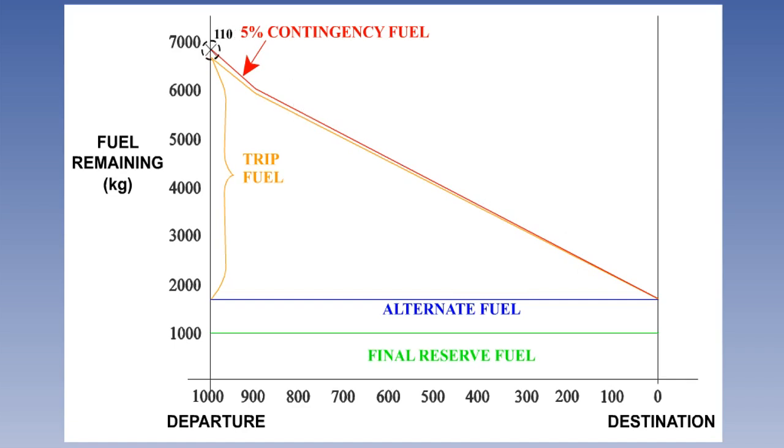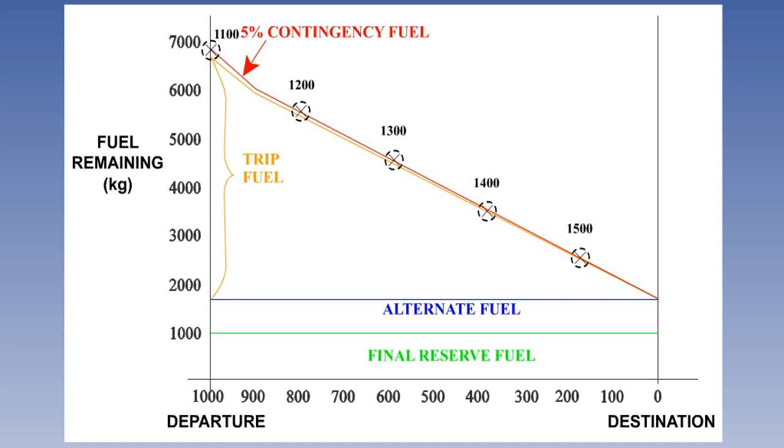However, in this example, the fuel remaining line is going below the planned line, and therefore there is not sufficient fuel to land at the destination with reserves intact. In this case, an en route diversion or return to base would have to be considered.